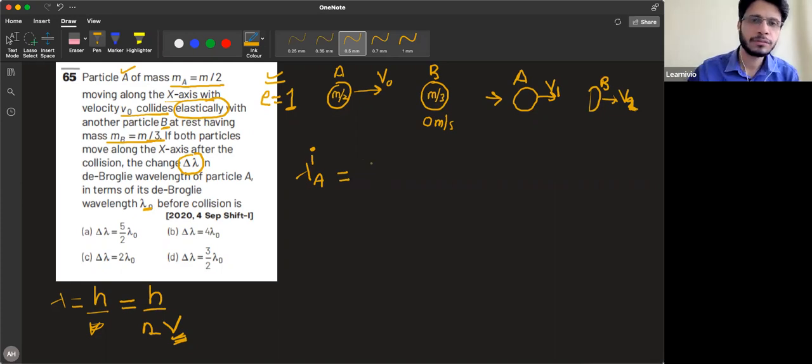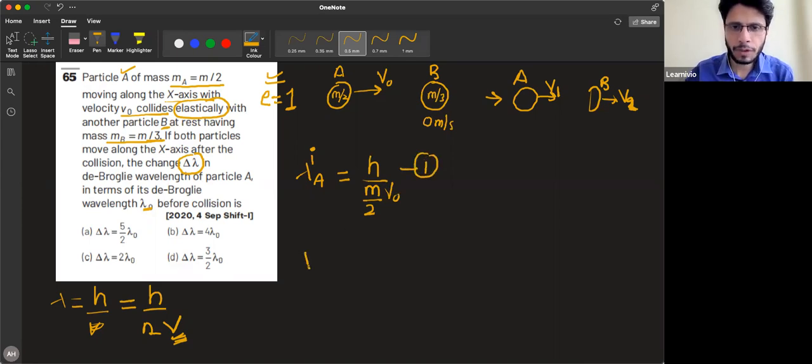So what will be the wavelength of A before collision? The de Broglie wavelength of A initial will be h by m by 2 into v naught. The final wavelength of A after collision will be h by m by 2 into v1. Now the problem is this v1. You have to calculate this v1.